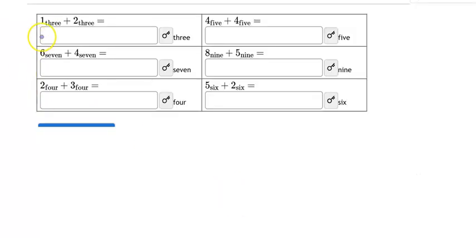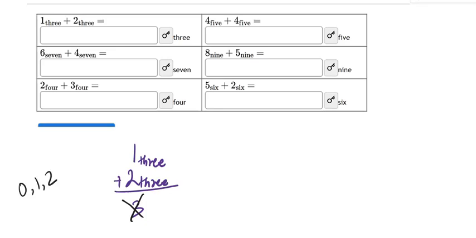So now if you add 1 in base 3 and 2 in base 3, with normal adding, 1 plus 2 is 3. But you cannot write 3 here because 3 is not a base 3 digit. In base 3 we use only 0, 1 and 2. So what are you going to do? You change this 3, which you get whenever you add 1 and 2, to base 3.